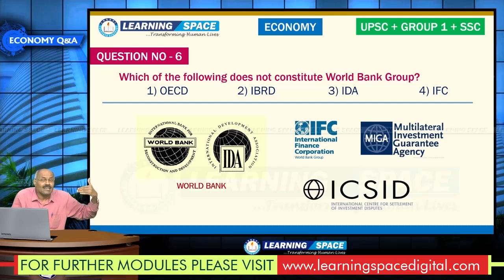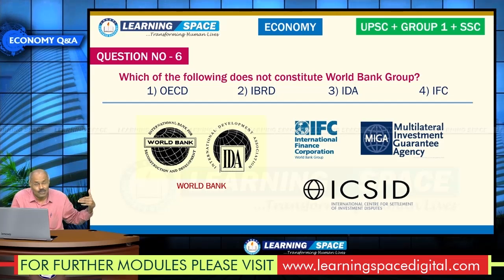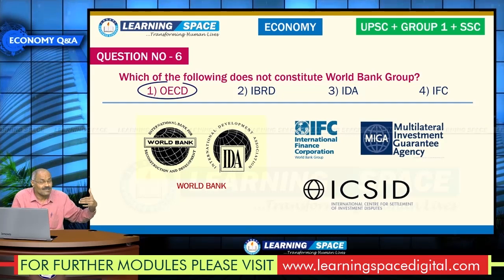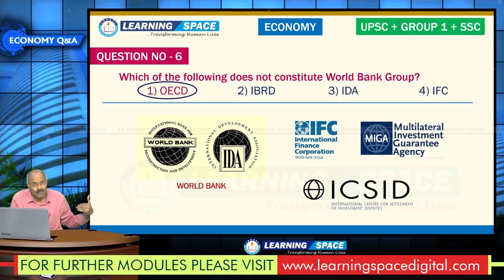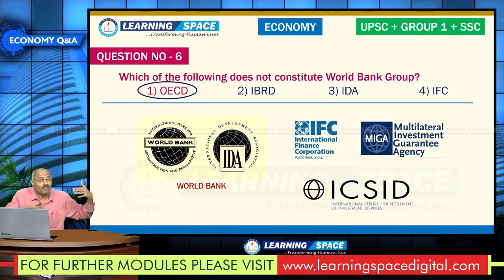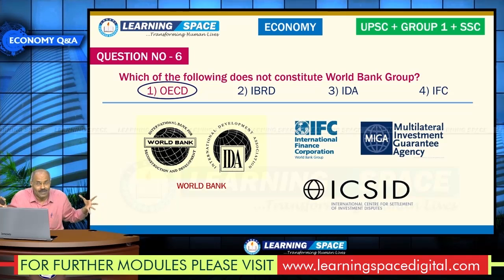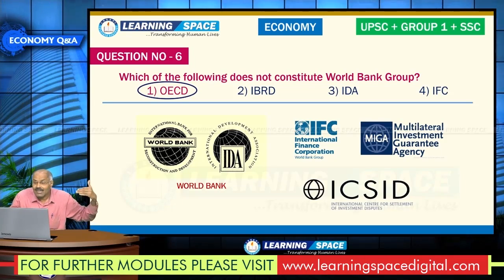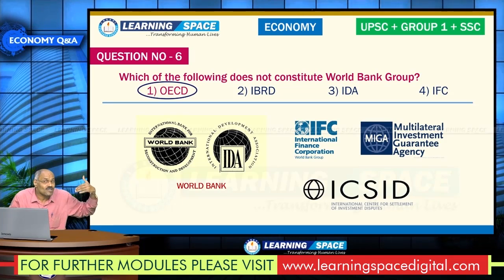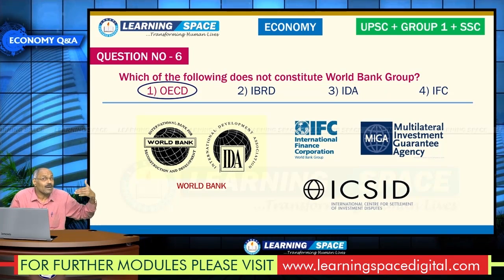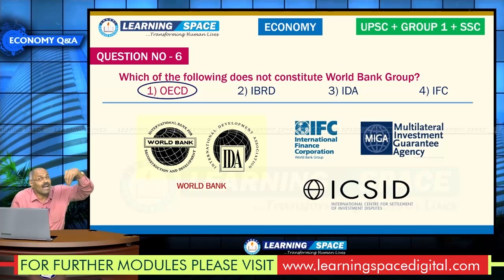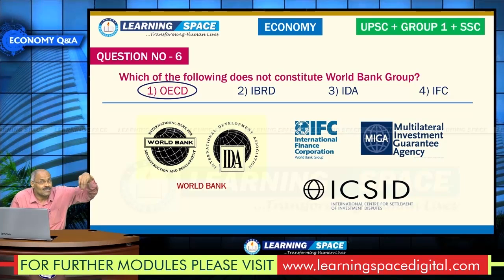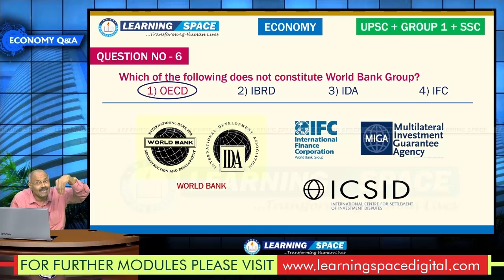Which of the following does not constitute World Bank Group? OECD is not a part of World Bank Group. Then if you look at the World Bank and the World Bank Group, if someone talks about the World Bank, it is International Bank for Reconstruction and Development, or IBRD, along with IDA. You may ask, what is the purpose of IBRD and IDA?